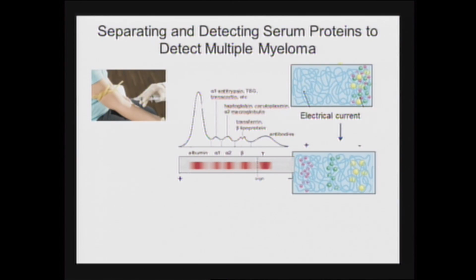And so when we do that in the lab, and then we apply a stain to that gel matrix, this is a red stain that binds to protein. So we don't know what exactly each protein is here. We know that this one is one of the most abundant ones, albumin. But right here is the gamma region, the gamma globulin region.